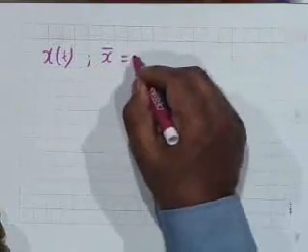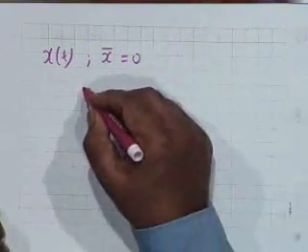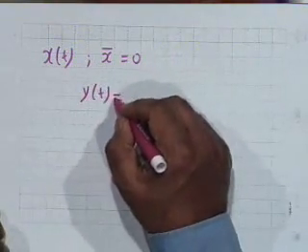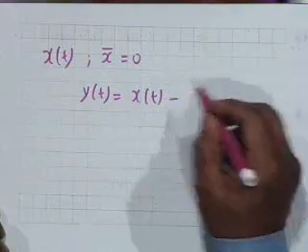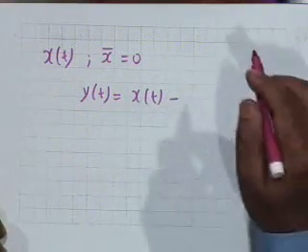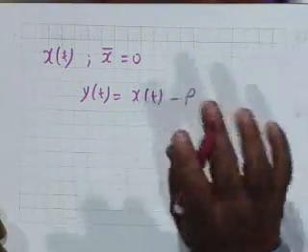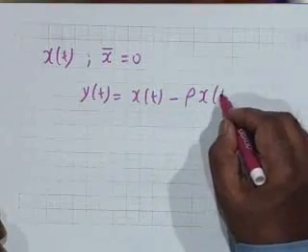To put it on an analytical basis, let us consider a zero mean stationary process, that is, a random time function x of t with x bar equal to 0, and we consider the function y of t, which is x of t minus rho, some quantity rho, times x of t plus tau.